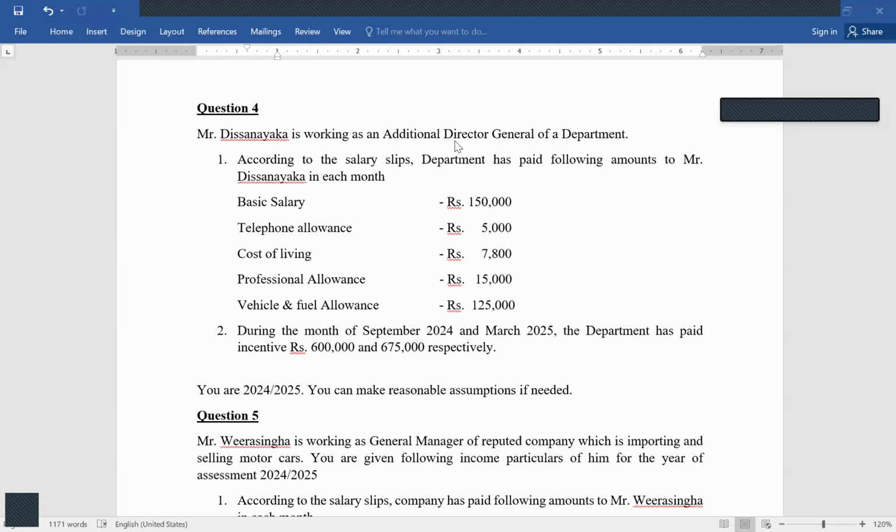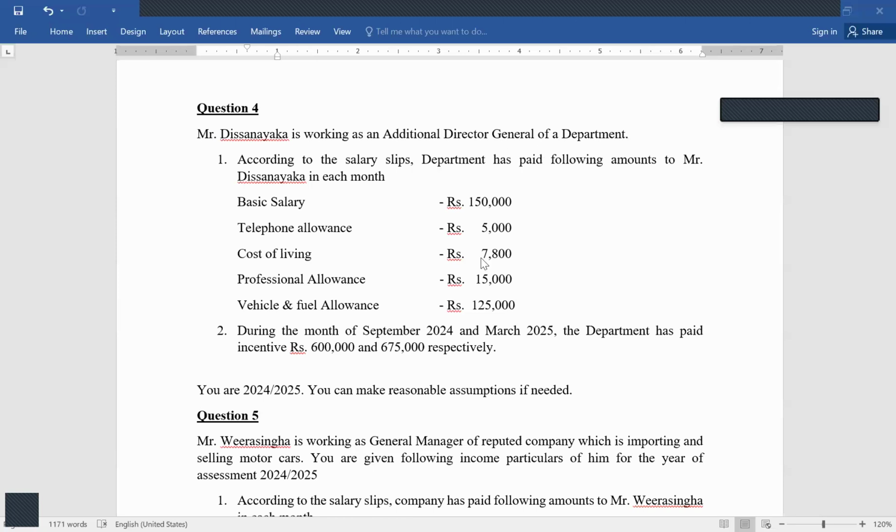They are receiving this kind of allowances, fuel and all other things based on that government circular. So that is why I have given you this question number 4. In this question, it says this person is working as additional director general. So under that circular, he is entitled to receive this communication facility.